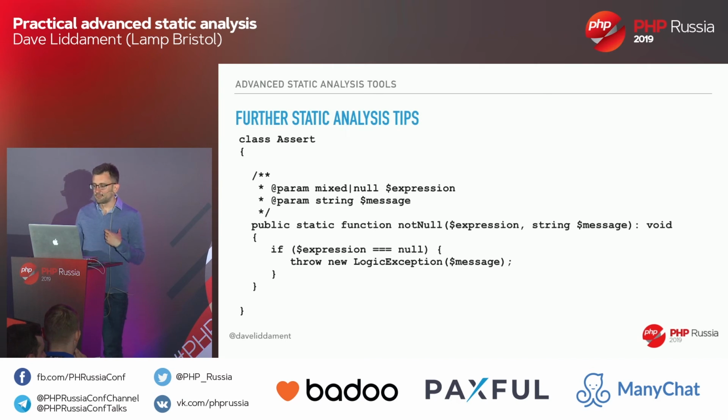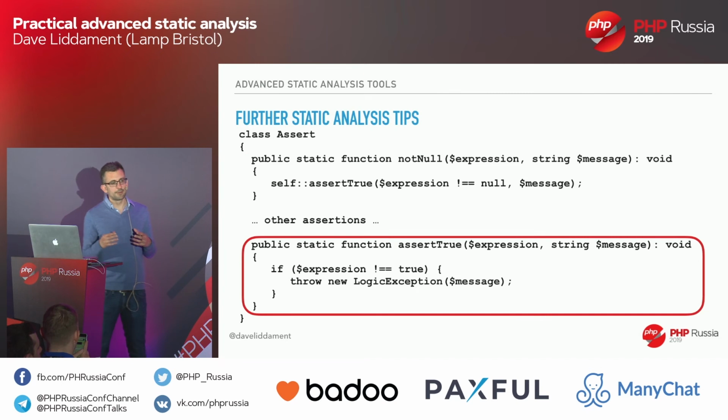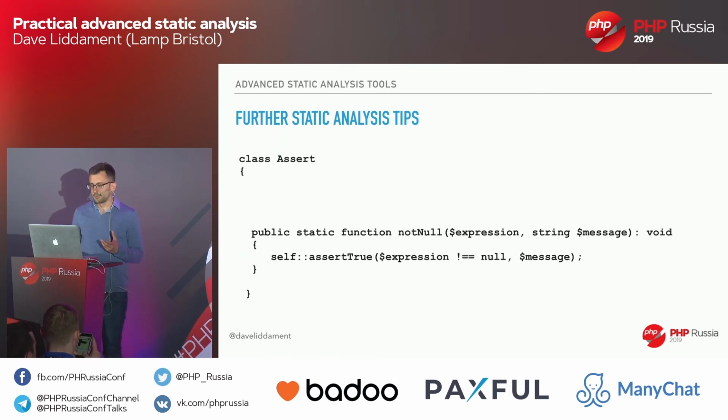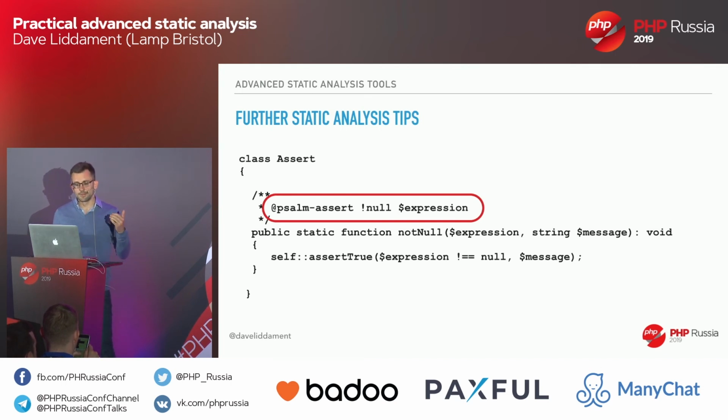But let's say we refactored our assert method, so we have many assertions, and they all call assert true. So functionally, nothing has changed, but Psalm isn't clever enough to go through 2 levels to see what's happened. So what we can do is give additional information to Psalm in this thing called a Psalm assert. And what this means is this method, if it executes successfully, expression is not null.